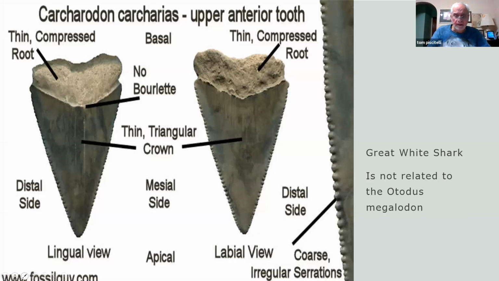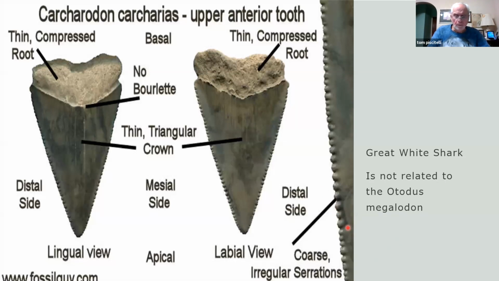Back to the mesial and distal. The distal edges, which are on the outside in both these pictures, face away from the middle of the jaw toward the corner of the shark's mouth. The mesial cutting edges face toward the midline at the front of the jaw. Sometimes these terms are used in descriptions of a shark's tooth in identification.